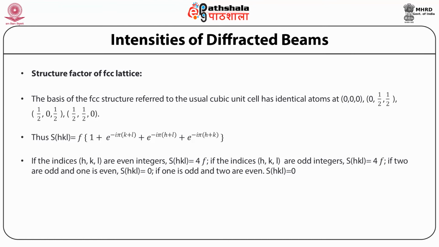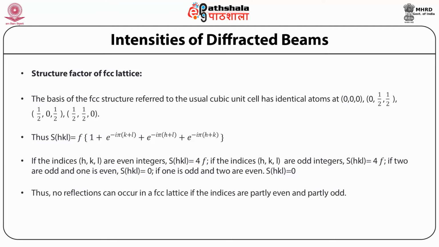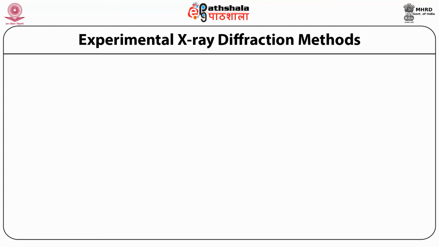If the indices HKL are odd integers, then S equals 4F. If two are odd and one is even, then S will be equal to 0. And if one is odd and two are even, then S is equal to 0. So we conclude that no reflections can occur in an FCC lattice if the indices are partly even and partly odd. Now let us discuss experimental X-ray diffraction methods.